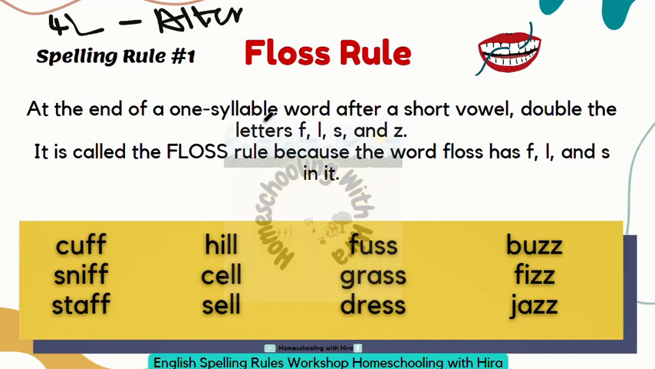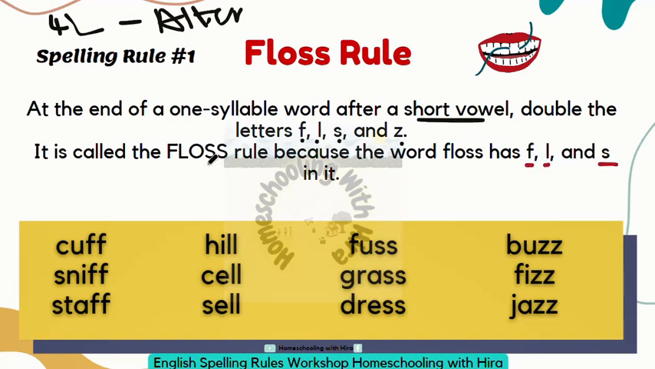At the end of a one syllable word or a monosyllabic word, after a short vowel, double the letters F, L, S, and Z. This rule is also called the floss rule because we have the letters F, L, and S in the word floss.